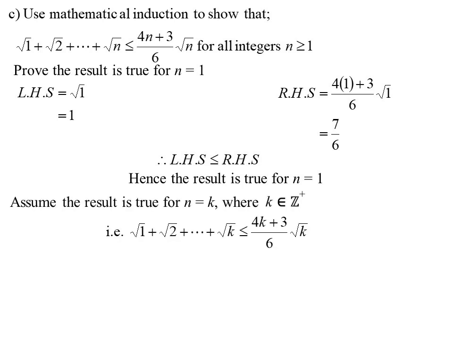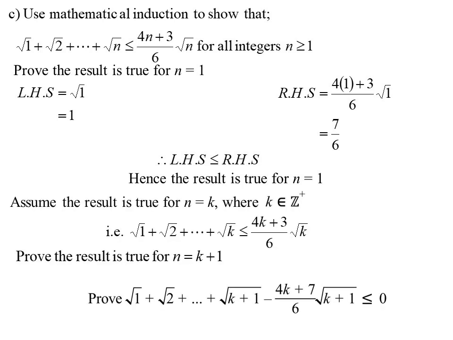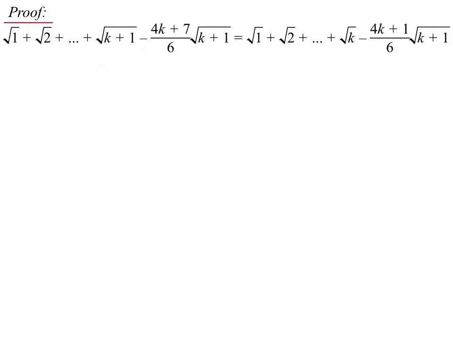We'll assume what it is we're trying to prove, and now we want to go and prove the next case, k plus 1. So this is what I am trying to prove, but again I'm using the idea of pulling everything to one side. I'm going to try and show this is always negative, or 0, less than or equal to 0. It's a series type, so I can pull out the last term and then I get my assumption there, the root 1 up to root k. I can substitute in for that.